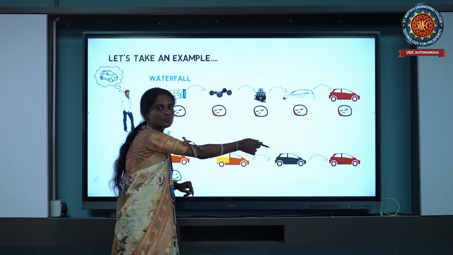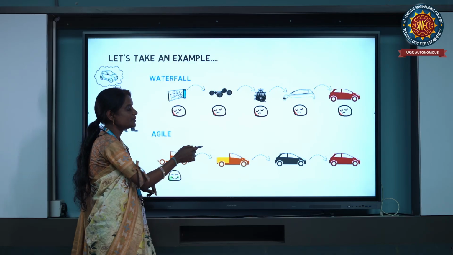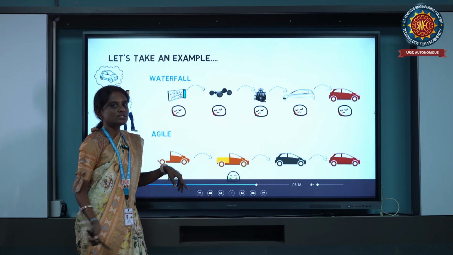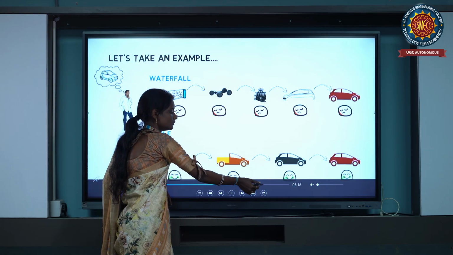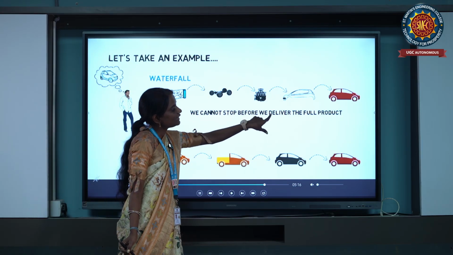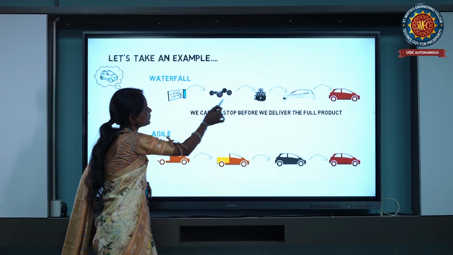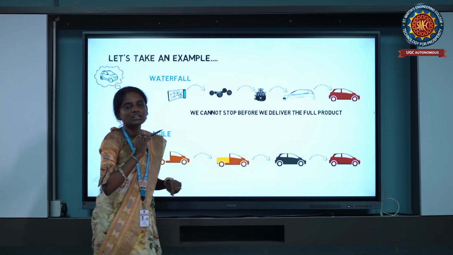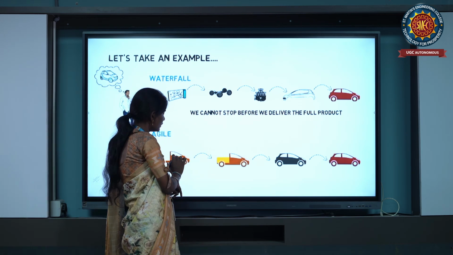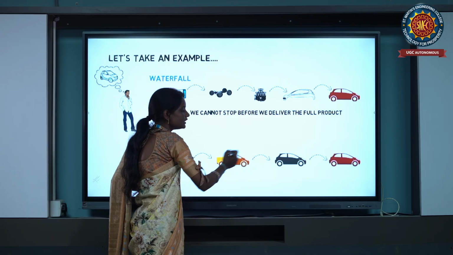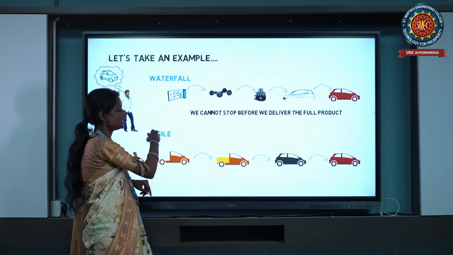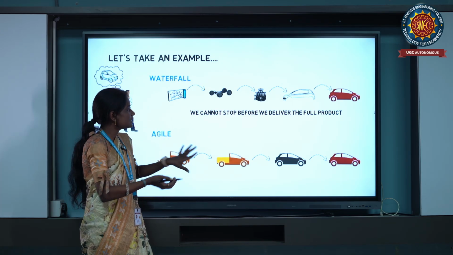Finally they'll get the product, and the customer will be satisfied by seeing the product. We cannot stop before we deliver the full product. If we stop in the middle of the development, then we can't deliver the product in the waterfall model. Whereas in the agile model, even if we stop here, we can get the improvements from the user and we can develop the product. The customer will be more satisfied in this agile model.